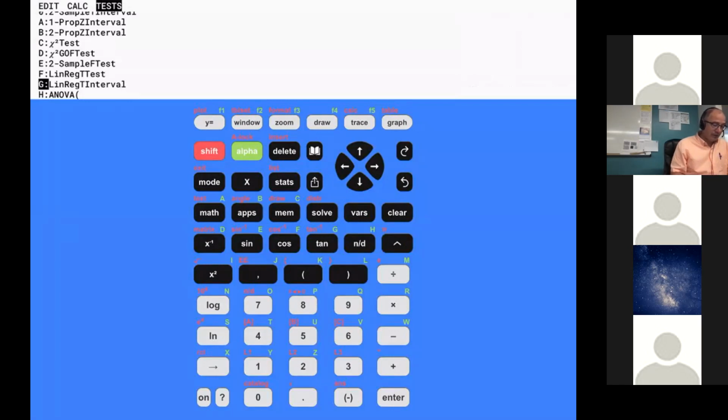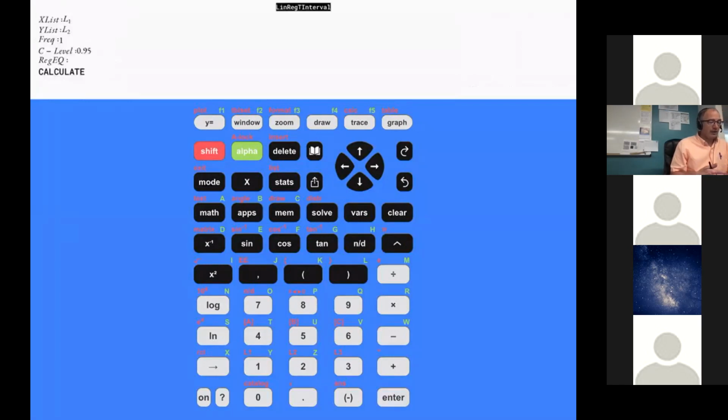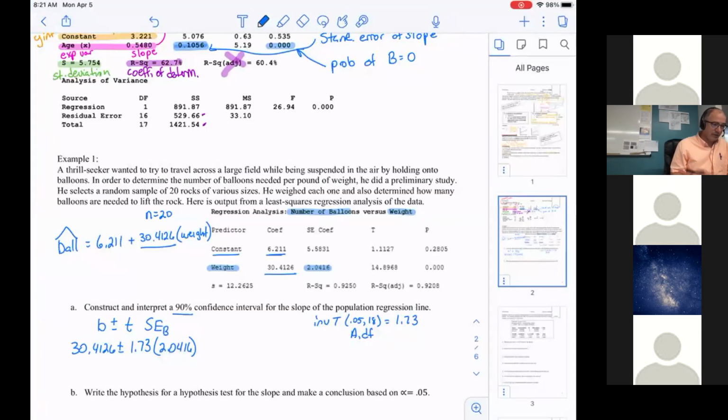Let's do that. I select the interval, and we can see it's asking me for an X list and a Y list. So your calculator will do that if you have data. If we're doing this from a computer output, this is going to be completely hand calculation. So I have already done that for us. That is going to be 26.87 on the low end to 33.94 on the high end. So we have created an interval.